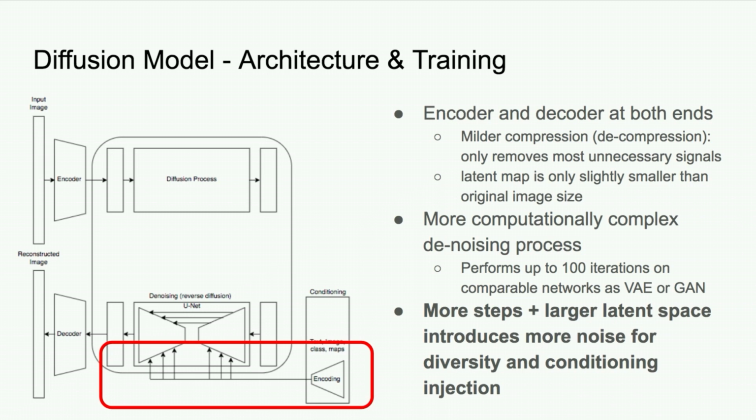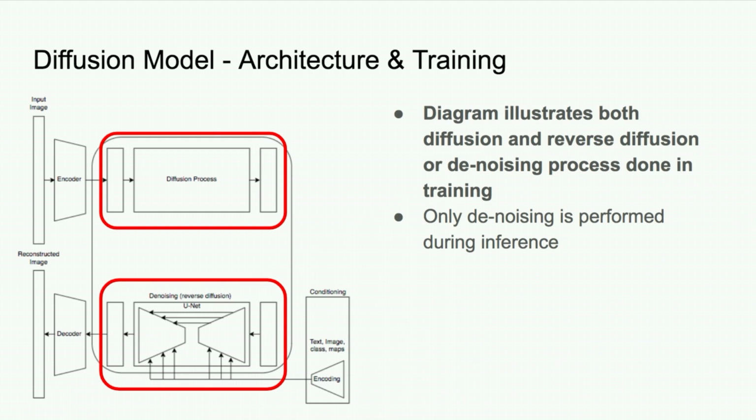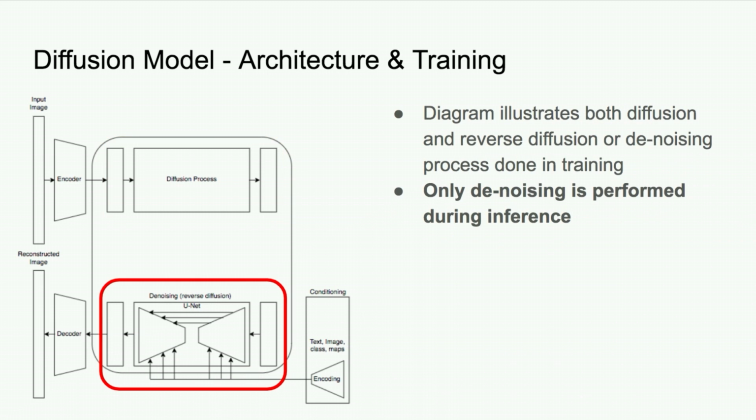Furthermore, the many steps at larger latent space allows for introduction of more noise for diversity and conditioning injection for faithfulness to the instruction. The diagram illustrates both the diffusion at the top and reverse diffusion or denoising process at the bottom. Only the denoising process is performed during inference.